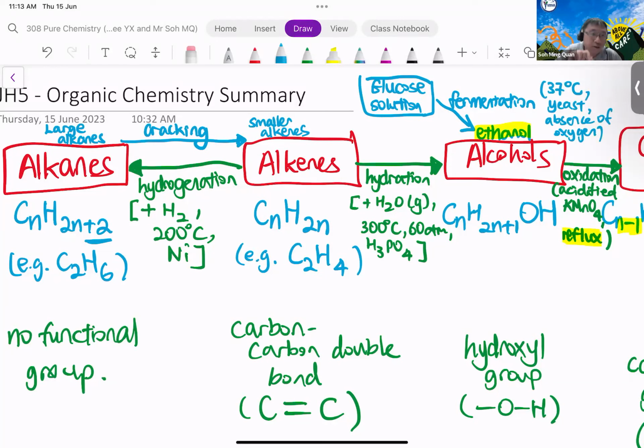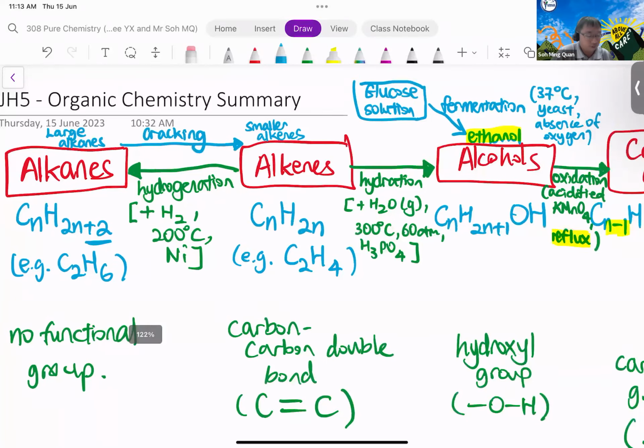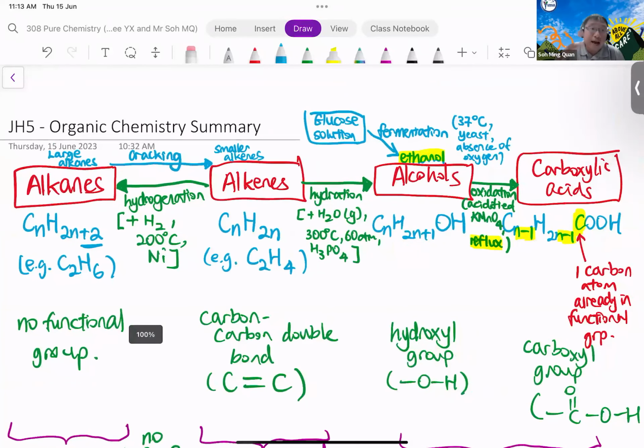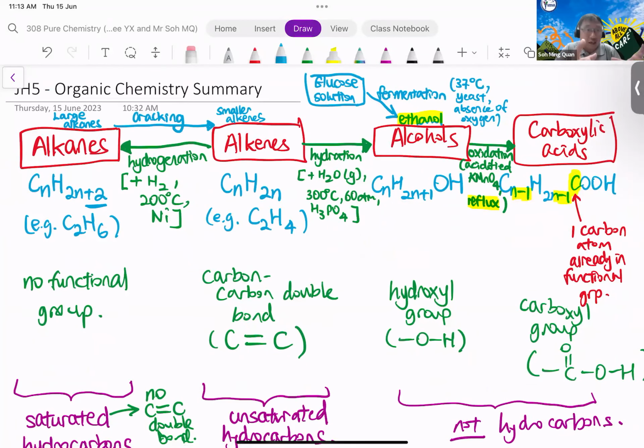Now, the reason why we use a different color to represent cracking and fermentation will become apparent later. But let's ensure we use a different color, okay? So now you have added to your understanding, right? You have also learned cracking. Cracking is how we get smaller alkenes. Fermentation, you have also learned. Fermentation is a process by which glucose solution can be used to produce ethanol, the 2-carbon alcohol only. All right.